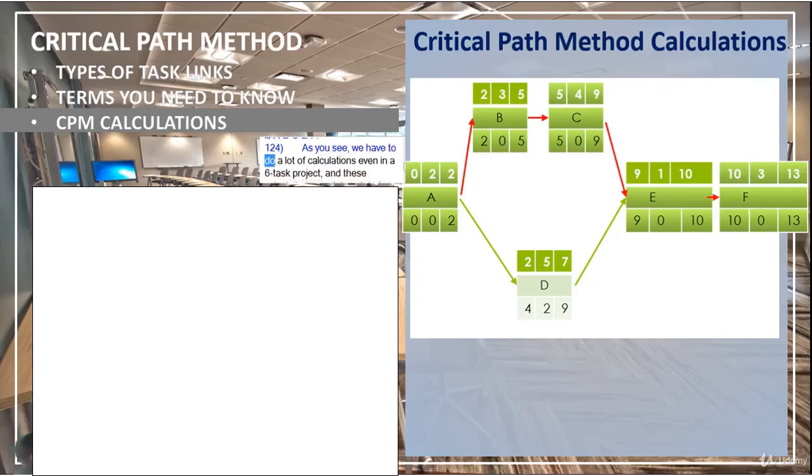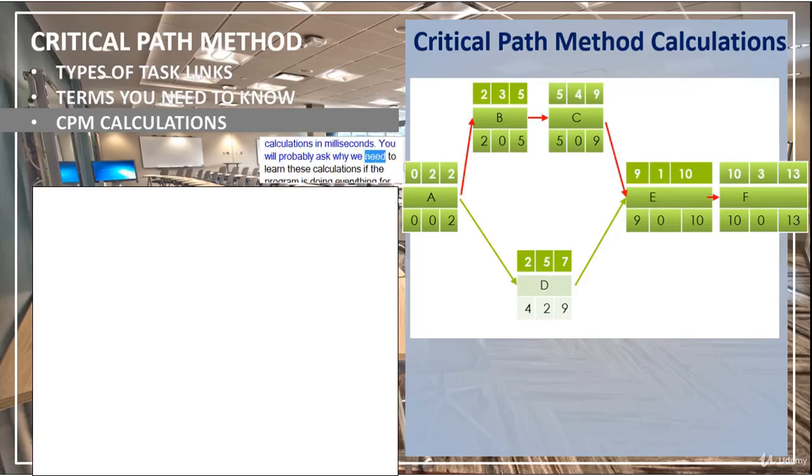As you see, we have to do a lot of calculations even in a 6-task project. And these calculations can take a lot of time. If you have thousands of tasks, this will take months or even years, right? Here, Microsoft Project comes to our head. All we need to do is to enter the related information for each task in Microsoft Project, and the program will do the calculations in milliseconds.